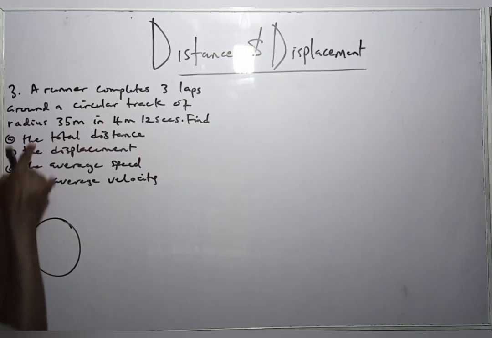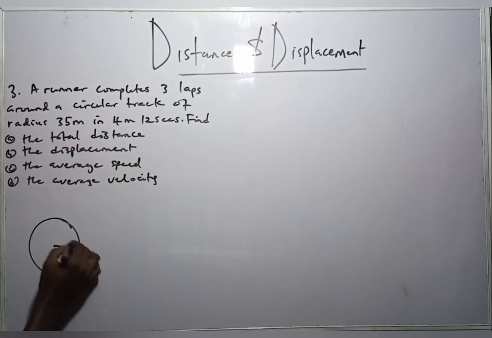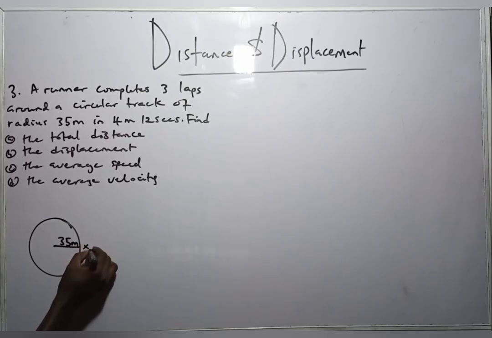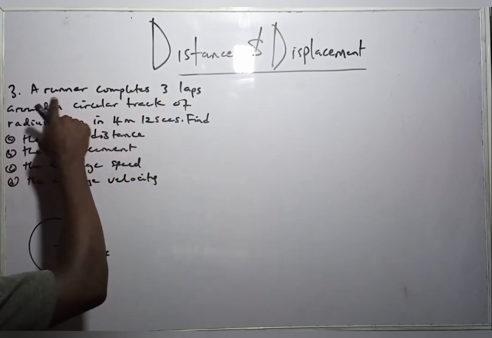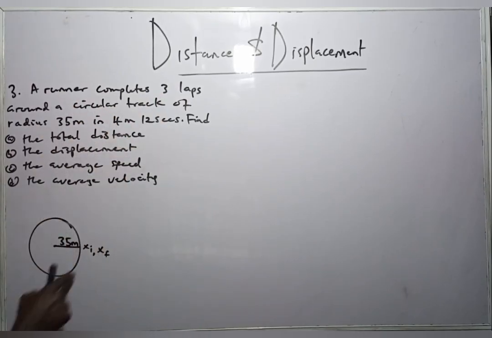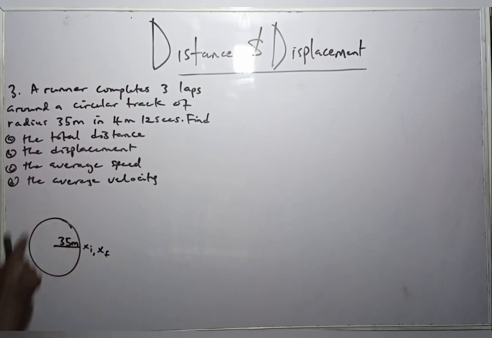This is the circular track of radius 35 meters. So he's going to start from here, that is xi, and he's going to also end here, because he completes 3 laps. He runs around this circle the first time, runs around it the second time, runs around it the third time. So that is 3 laps together. Now, this is what we are going to do.